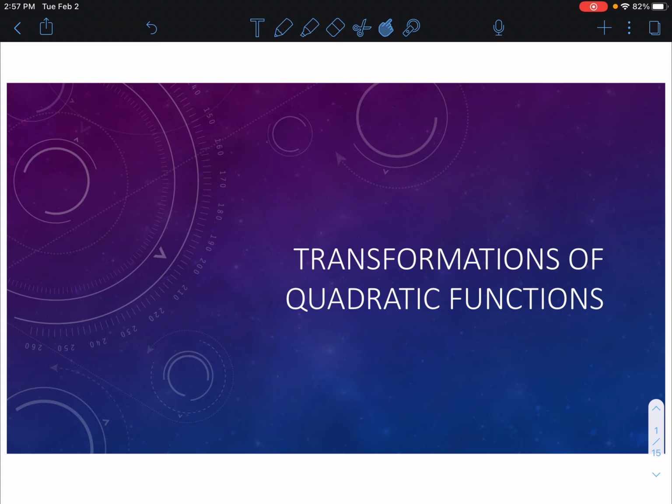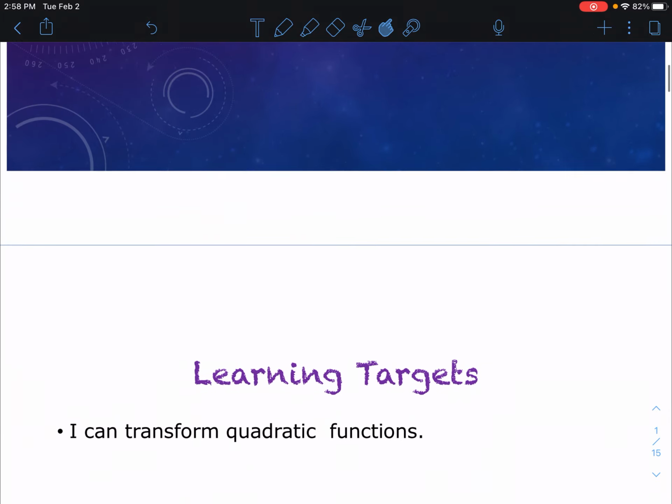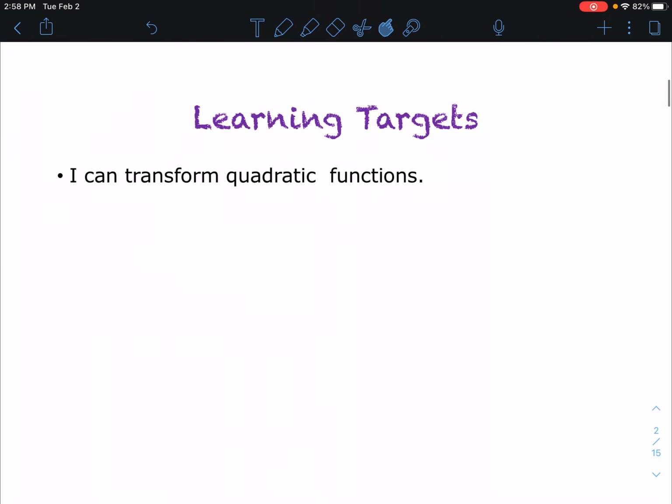Okay, so we're going to start our unit on quadratic functions. And the first thing we're going to do is learn how to transform quadratic functions. Okay, so that is our learning target.